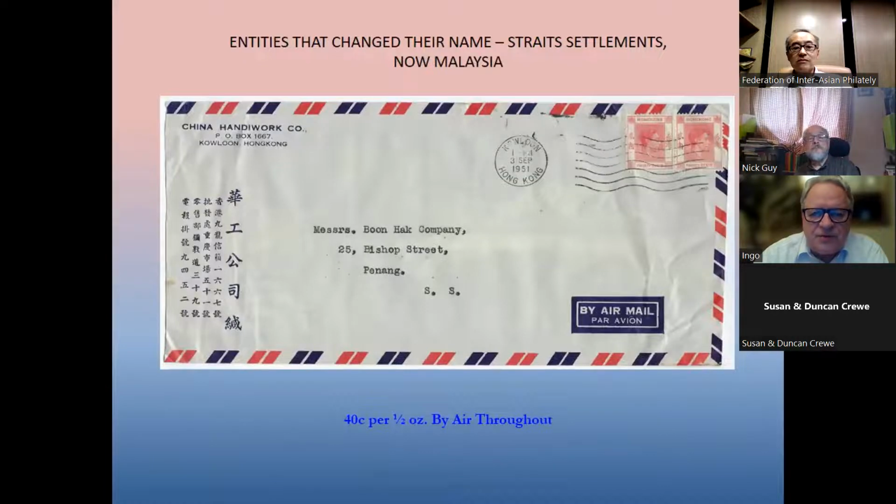Straits Settlements was a country name. Of course, there were three different ones: Malacca, Singapore, and Penang. So I just picked the Penang one as an example of a country that used to be called Straits Settlements and is now, of course, Malaysia. Very straightforward rate, 40 cents per half ounce by air throughout in 1951.